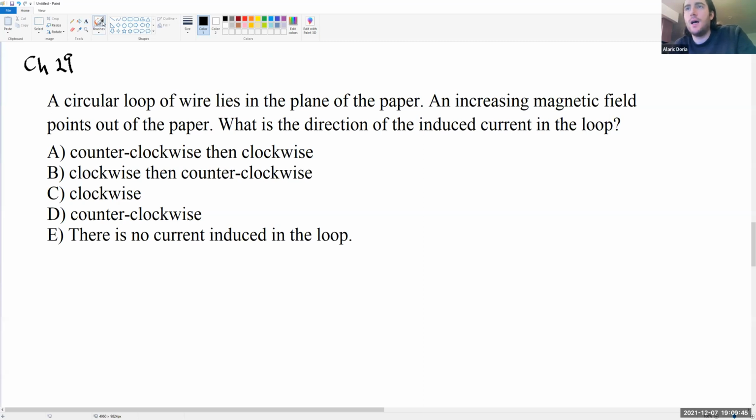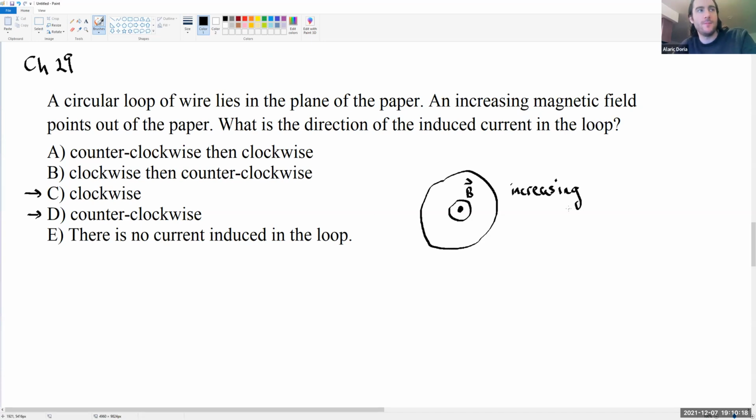All right, we're back. So we have a majority for answer C, clockwise, and a few people are answering counterclockwise. Let's try to understand which one is the correct answer here. A circular loop of wire lies in the plane of the paper. An increasing magnetic field points out of the paper. So there's an increasing magnetic field here, B. So it's increasing. That means the magnetic flux in this loop is increasing, right?